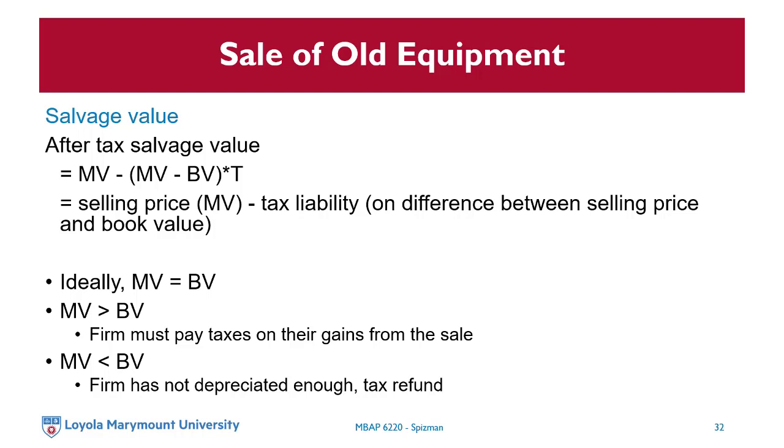If you are receiving more than the book value, and if you're receiving less than the book value, you actually get a tax benefit, and that's what we're showing here. The after-tax salvage value is the market value minus the difference between market and book times tax rate. Ideally, market value would equal book value, but many times that's just not going to be the case.